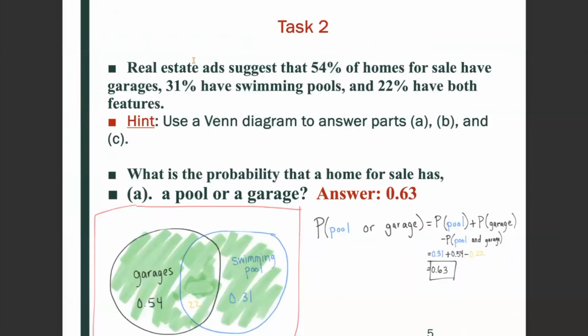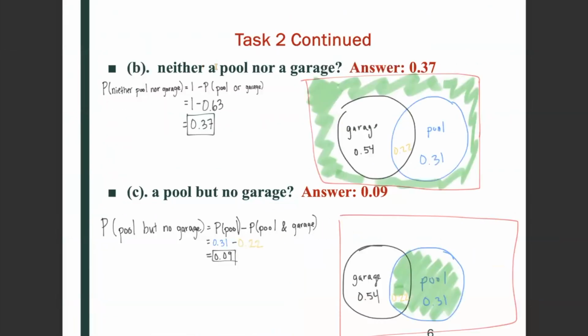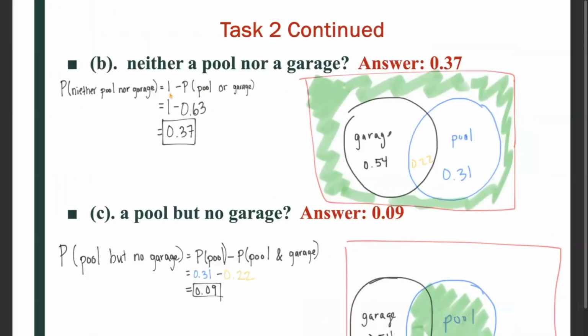All right, so what is the probability that a home for sale has neither a pool nor a garage? So here we're interested in the shaded region. If it has neither a pool nor a garage, then we're interested in real estate that's outside of this Venn diagram. So this is going to use the complement rule.